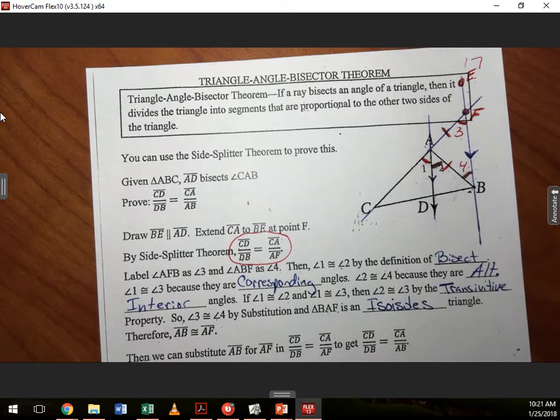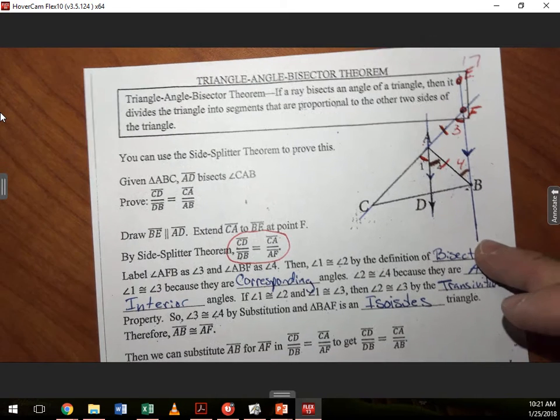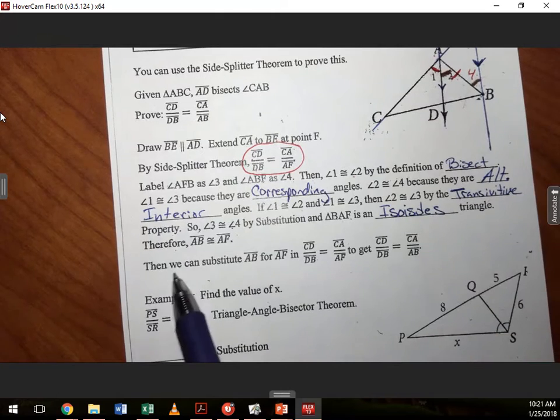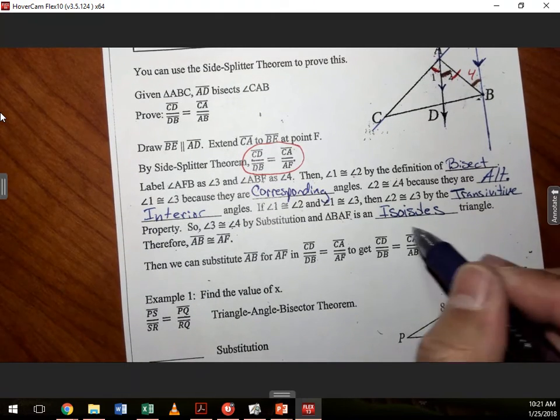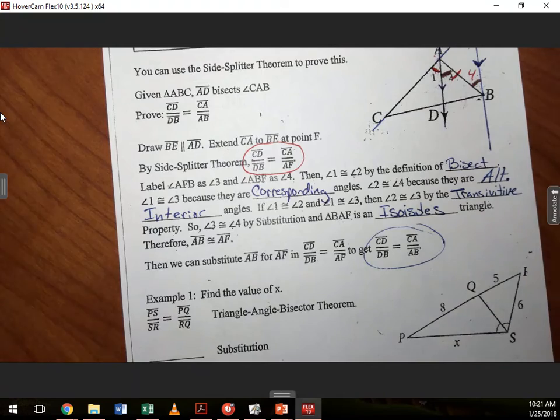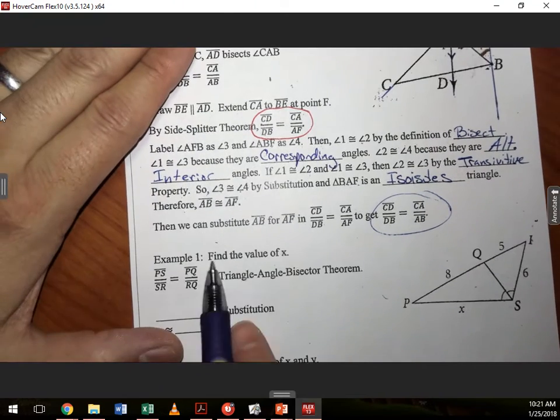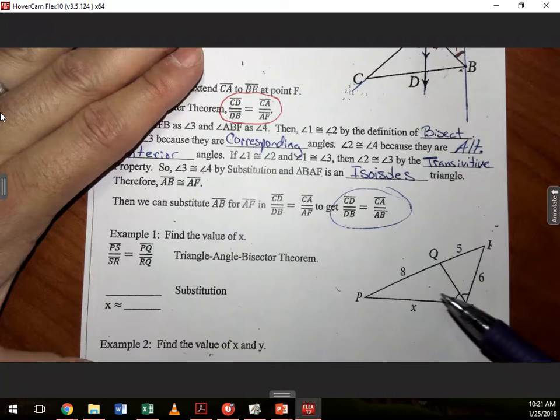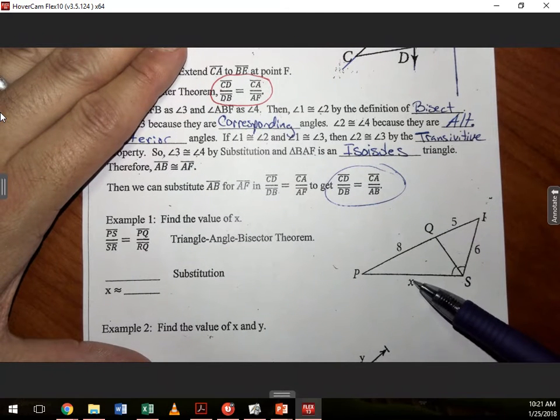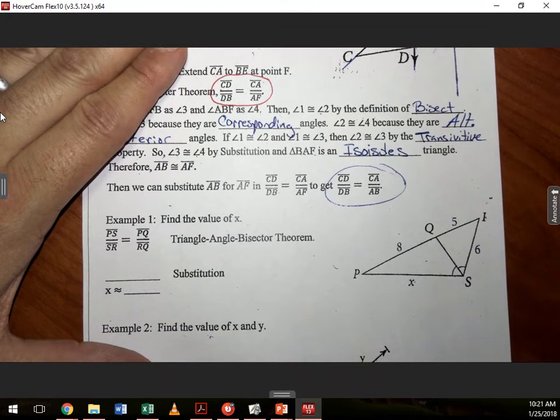Why? Now, do you need to know why every single time? No. You just need to do. So let's take a look at this one right here. We did a whole bunch of substitution. So this is the piece that I'm trying to get out of it. Now, find the value of x. If you notice, right here, I have x right there. So we're going to find the value of x.